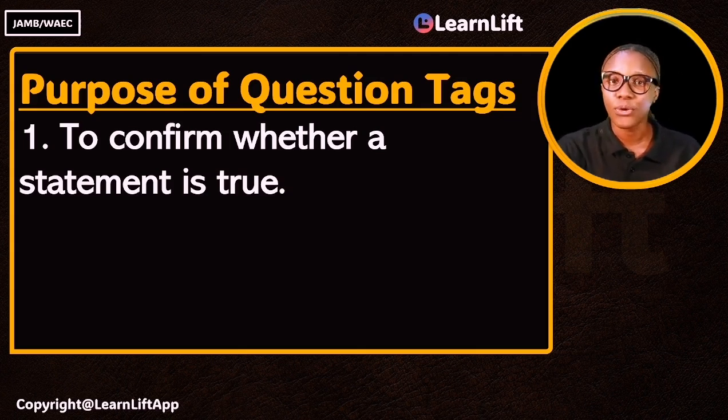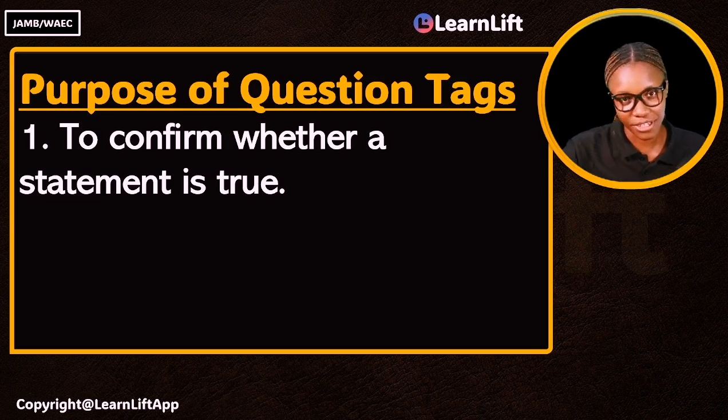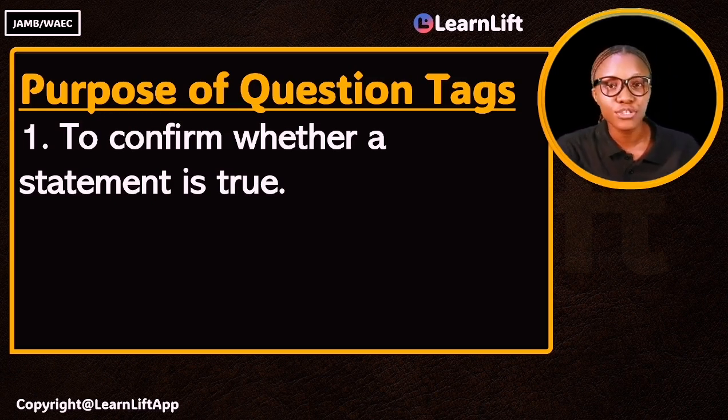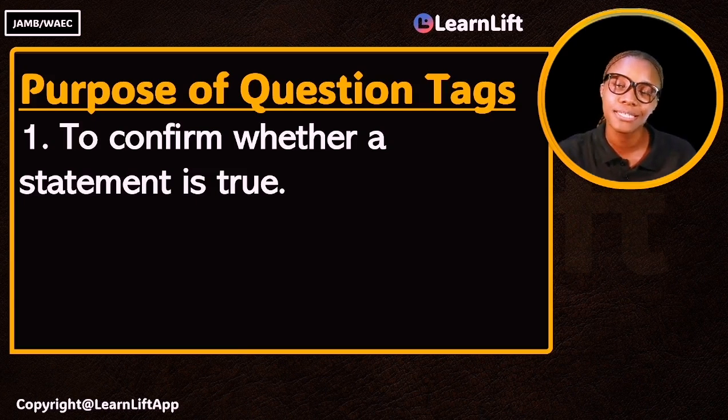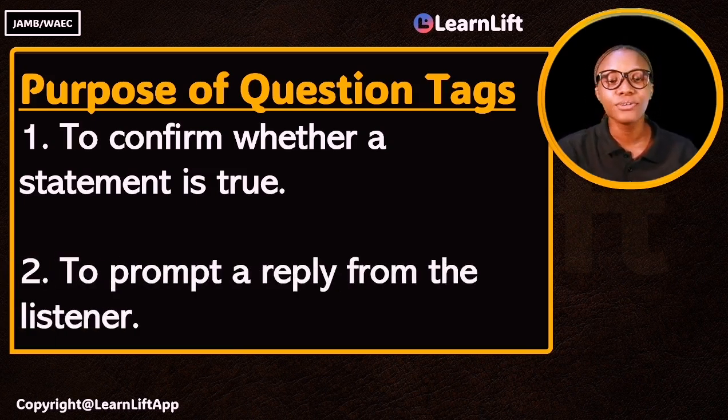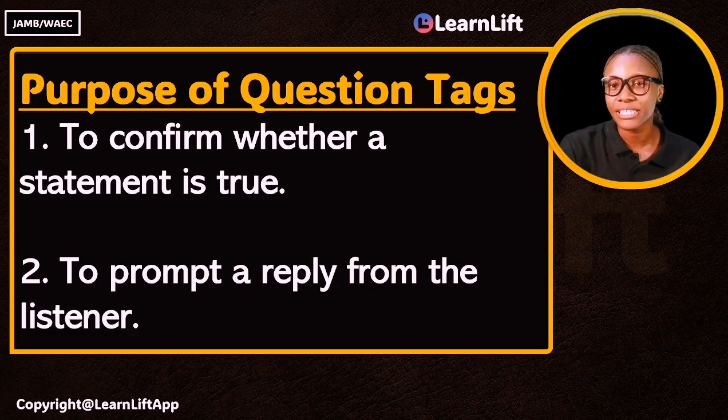For example, we are going to school today, aren't we? You want to confirm if going to school is on the plan of your friends. You understand? It's also in your friend's plan. So you're confirming if you and your friend are going to school today. We are going to school today, aren't we? So we can say that the number one purpose of a question tag is to confirm whether a statement is true or not.